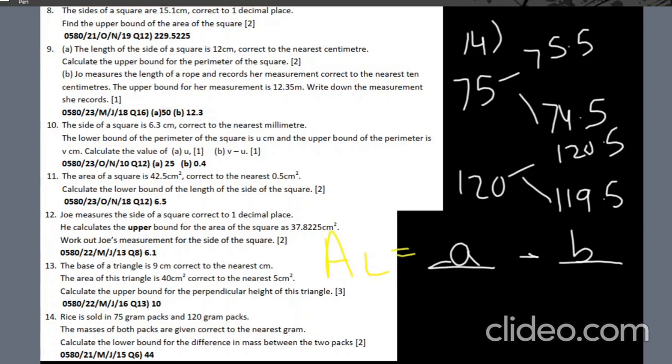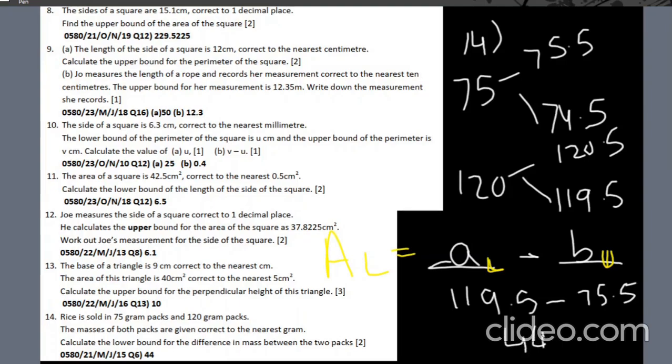So whenever we need the lower answer and two numbers are being subtracted, take lower of the first one and upper of the second one. So keeping this in mind, I'll take lower for the bigger value, which is 119.5, minus upper for the other value, which is 75.5. So 119.5 minus 75.5 is 44.